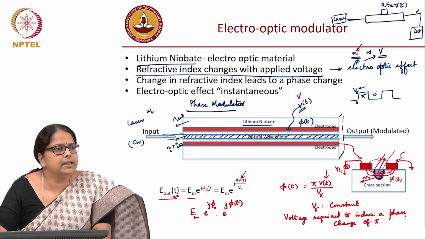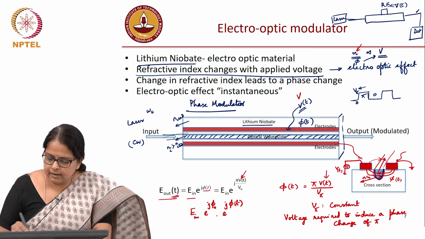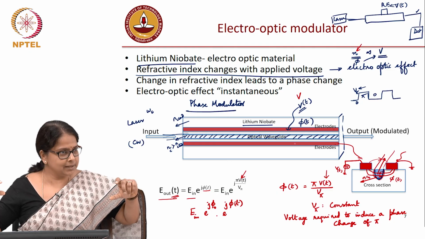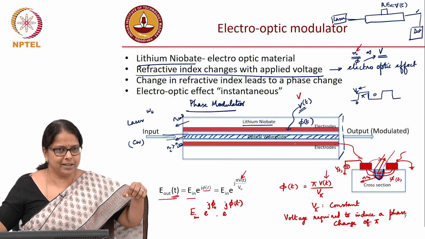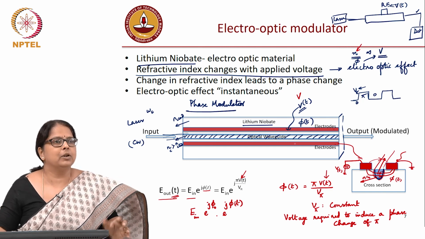And because I said it is an instantaneous process, I do not have a problem because of the delay here. The only delay that I will have is that the electrodes themselves will have some capacitance. So, that is a transmission line. If you design the transmission line very carefully, you can avoid the delay because of the transmission line.